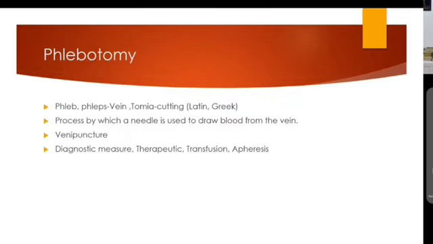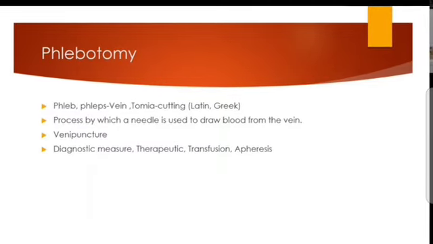Like for example, tomy, you must have heard the word tomy in other procedures as well. For example, appendicectomy, that means you cut open the appendix, or cholecystectomy, where you cut the gallbladder, or laparotomy, where you cut open the abdomen. So when you cut open a vein, it is phlebotomy. And the other term for it is called venipuncture. That is, in more simple English, you puncture the vein, hence it is called a venipuncture.